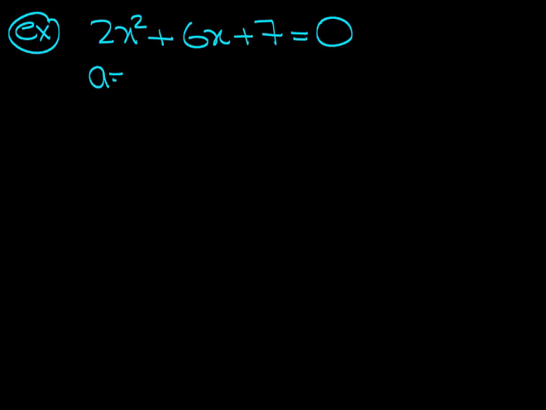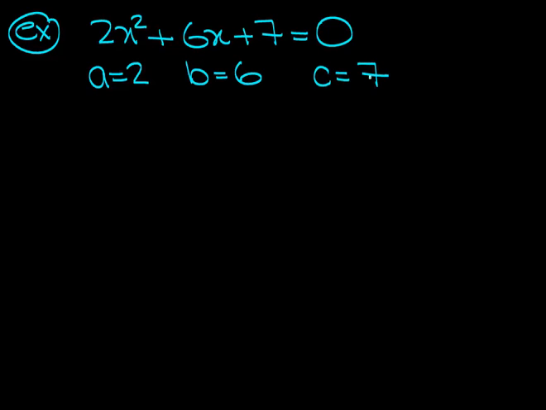Let's do the one we just did. I'm just going to do one example because they're pretty much the same. We have 2x squared plus 6x plus 7 is equal to 0. We just did this example a minute ago using completing the square. So let's do the same problem using the quadratic equation. So a is equal to 2, b is equal to 6, c is equal to 7.